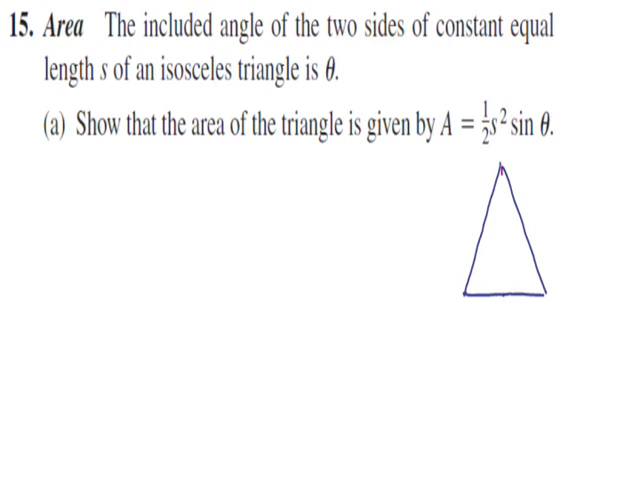We've got an isosceles triangle. And they tell us that the two sides are called S, and the included angle is theta. And our job is to show that the area of this isosceles triangle is 1/2 times the side squared times the sine of the included angle.